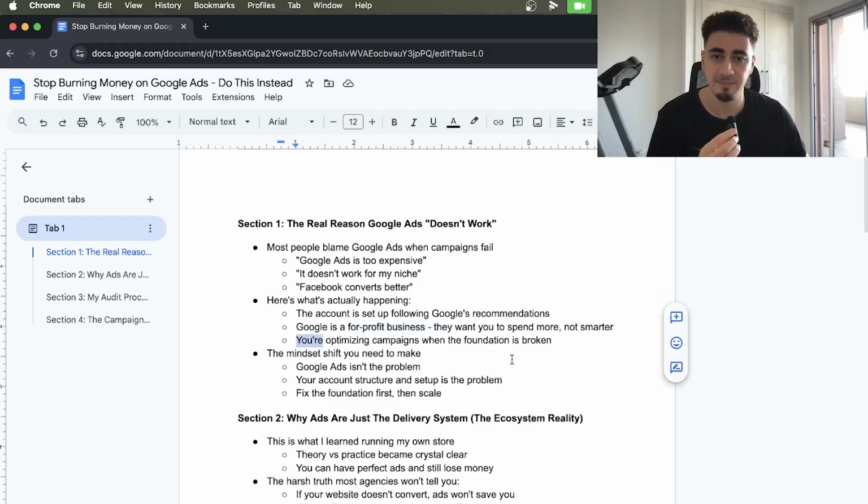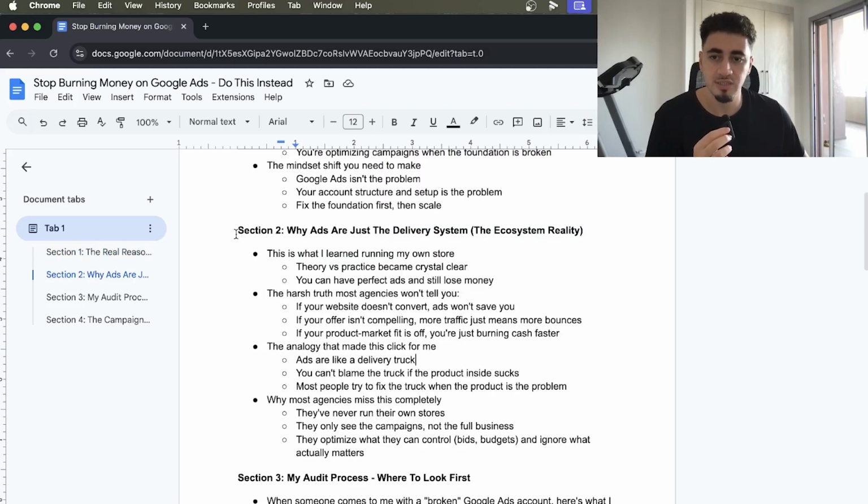Furthermore, you're optimizing campaigns when a foundation is broken. And we're going to touch on this later on in the doc. It's very important. You need to fix your foundations. And this is for everything in business and life, right? So same principles apply to Google. And here's the mindset shift you need to make, right? Google ads just isn't the problem, right? Your account structure and setup is the problem. So fix the foundation, fix your business problems, your offer, all of these things, and then trust me, things will change. Now moving on to section 2, which is arguably the biggest lesson I've learned.